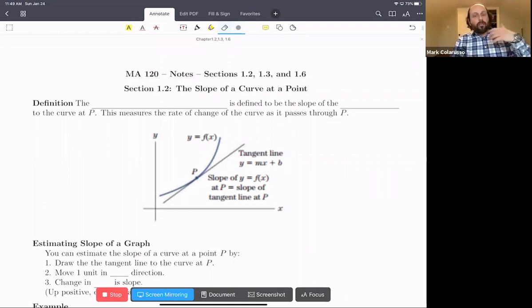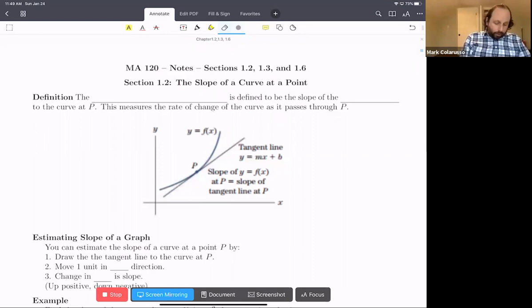And I motivated this idea of wanting to compute the slope of a curve at a point by discussing instantaneous velocity, trying to measure what the speedometer is reading at a given point in time, knowing the position versus time graph. And so I want to delve more deeply and more generally into this idea and give you some different examples of how to compute this slope or this instantaneous rate of change, both from the graph and from some algebra. Okay, so again, this first little bit is about reviewing what we talked about in class the other day.